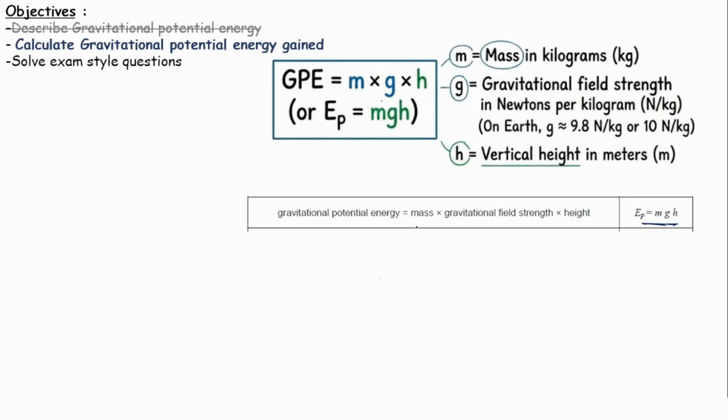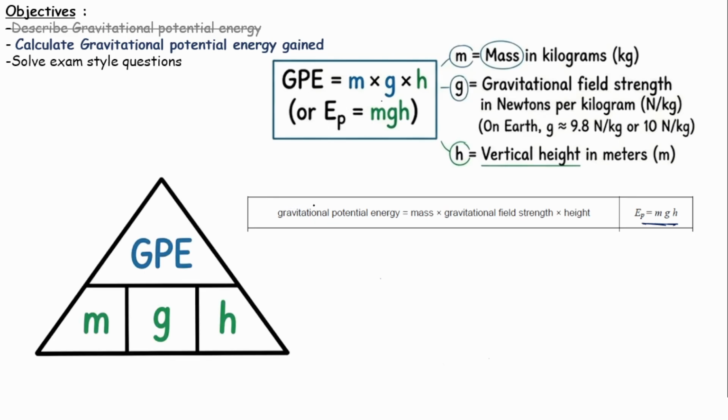Now we are going to look at how to use the GPE equation and turn it into a triangle to help us rearrange it. The equation is EP equal to mgh. This is how it's provided in the exams for you. First, we draw a triangle, and then the GPE goes to the top of the triangle, the M, the G, and the H along the bottom like so. This works because GPE is found by multiplying these 3 values together.